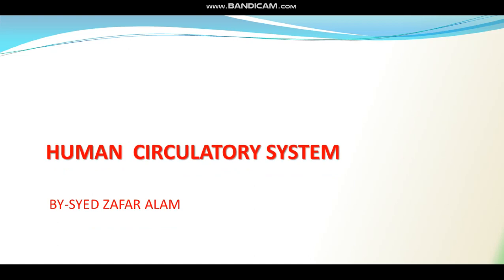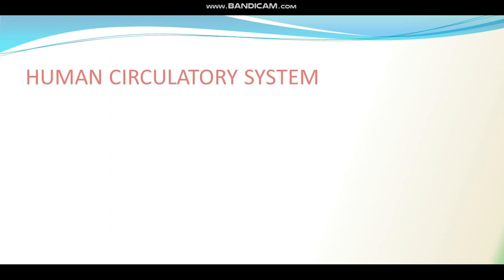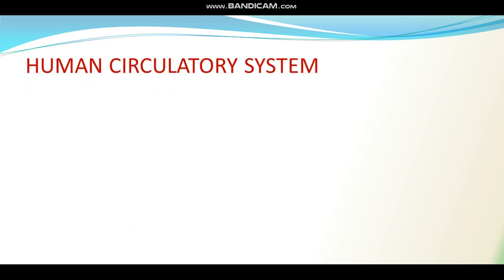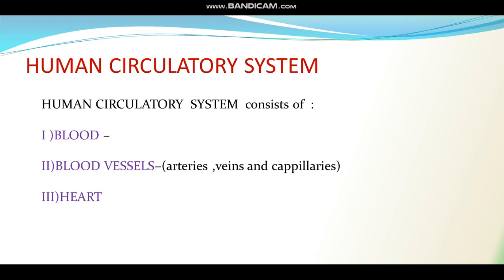My dear students, in this video we are going to study the human circulatory system. The human circulatory system consists of three components: blood, blood vessels (arteries, veins, capillaries), and a muscular organ called the heart. Now we are going to study each and every component in detail. So let's begin with the first component, that is blood.